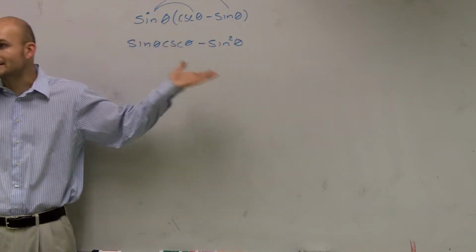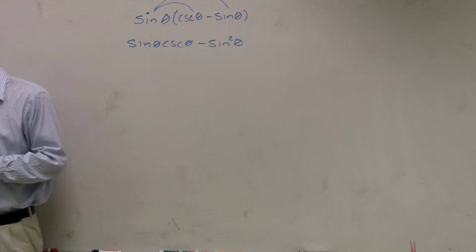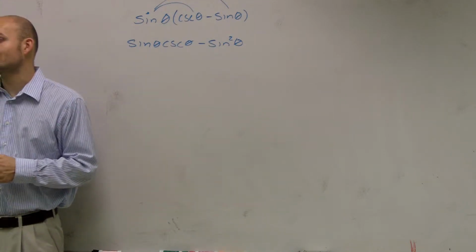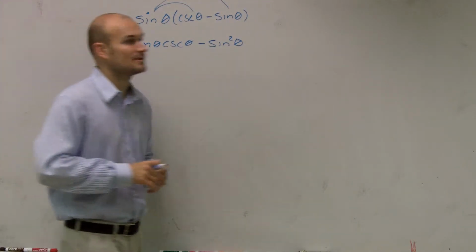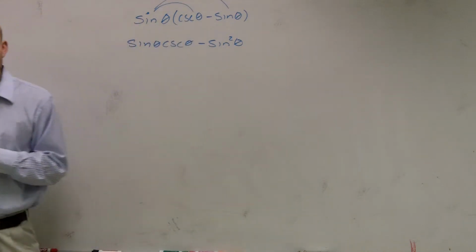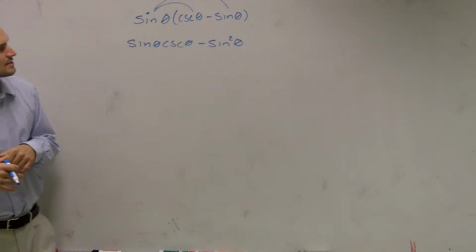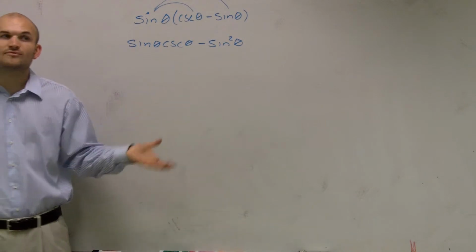There's no Pythagorean identity or anything I could use. I couldn't simplify it anymore. Where'd you get the squared from? Sine times sine is sine squared. That's all. So now I need to see, can I simplify this at all?